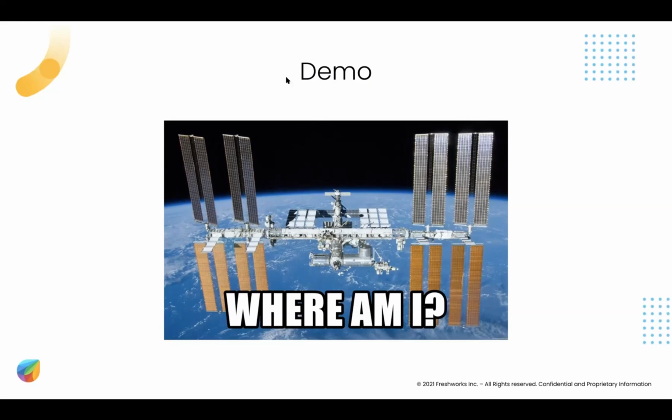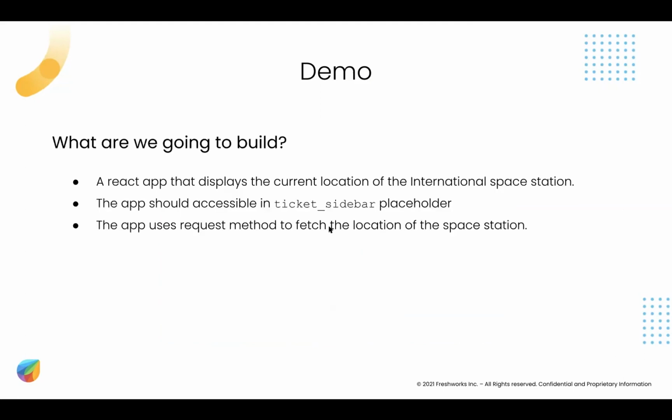Okay, so we already have a sample app for this. What you see in the picture is the International Space Station, and we are going to build a React app that displays the current location of the International Space Station. This will be an interactive coding session in Glitch. Kindly volunteer if you want to join in building this app. I hope a lot of you will be interested in building this app together.